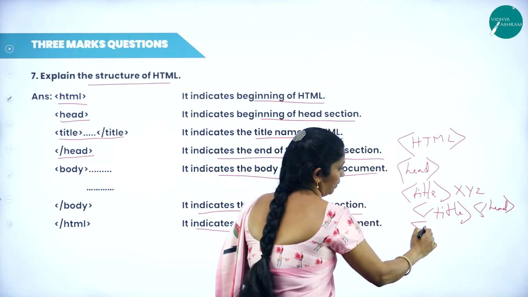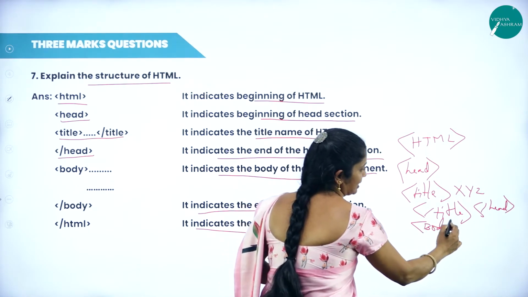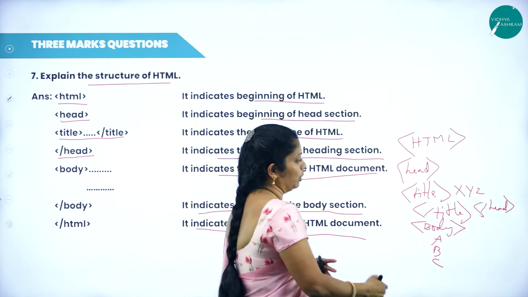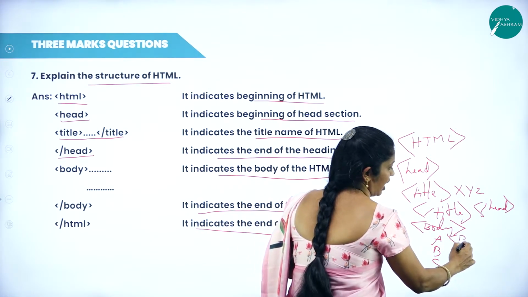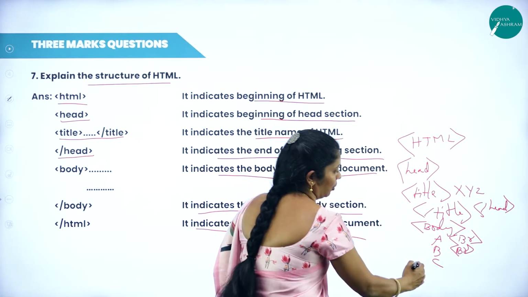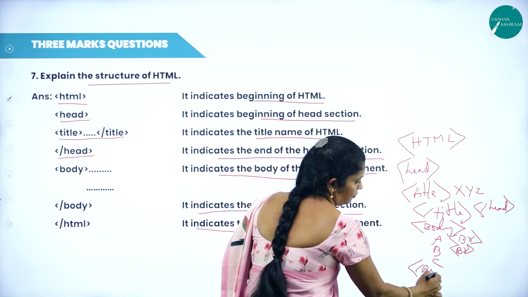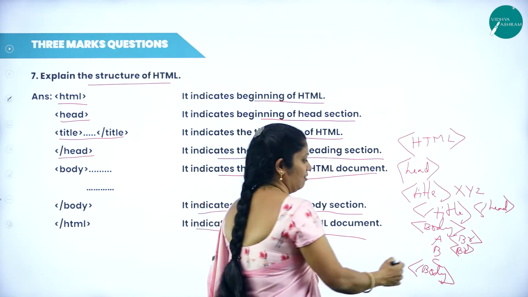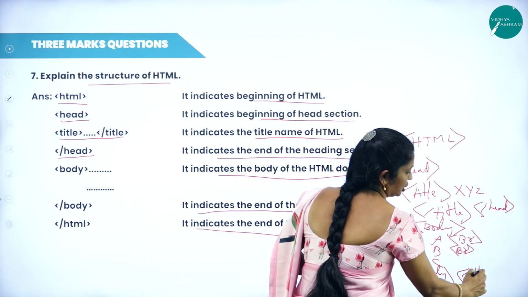Afterwards, open the body. Here, whatever statement you want, you can display: A, B, C. Whatever you want, you can write. If you want to display everything one by one, then we use the BR tag. After that, close the body. After closing the body, one more is remaining, that is HTML. Finally, you have to close the HTML tag.